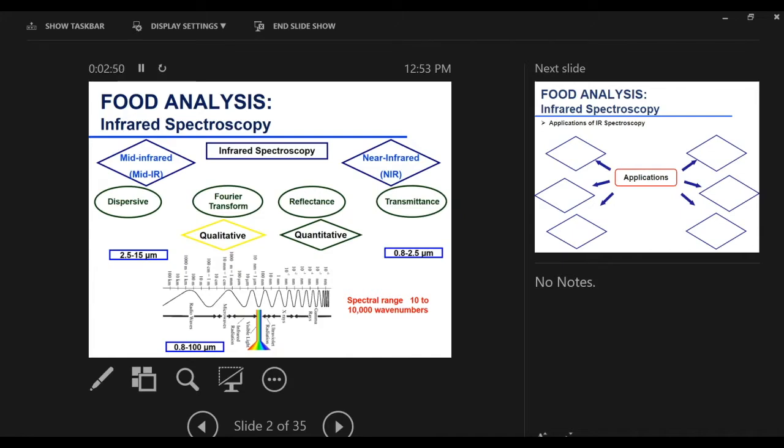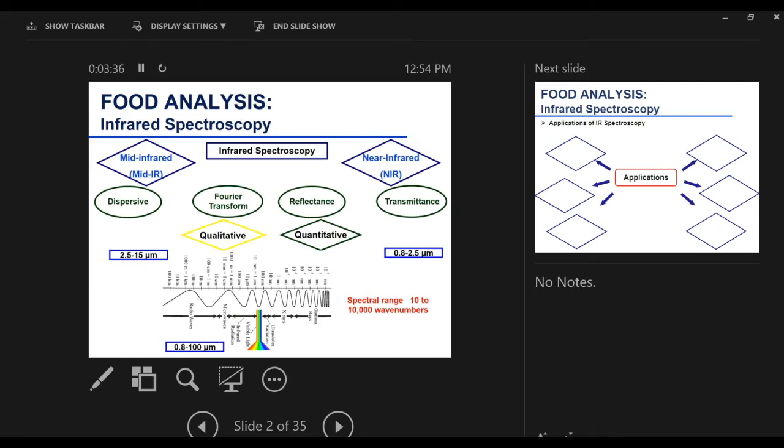So the wavelengths here are longer than the wavelengths from the UV-vis. And because they're longer, they carry less energy. And because they carry less energy, they will not be able to excite the atoms and the molecules to the electronic state. So you won't get electrons excited in this range. The energy is sufficient to cause vibrational energy excitation. That means bending and stretching of the bonds. Bending and stretching.